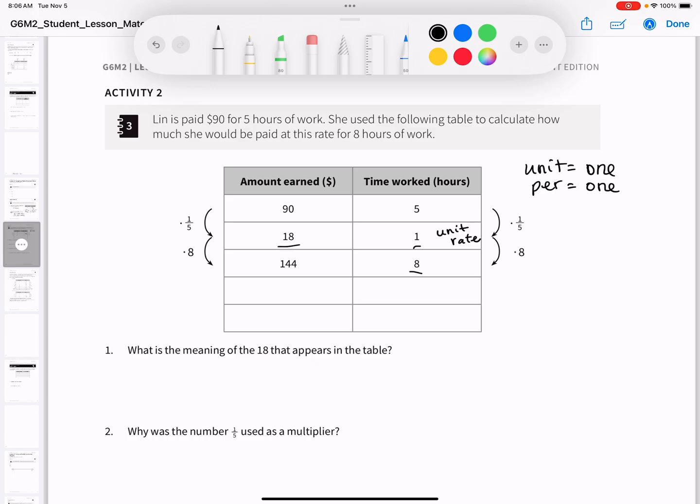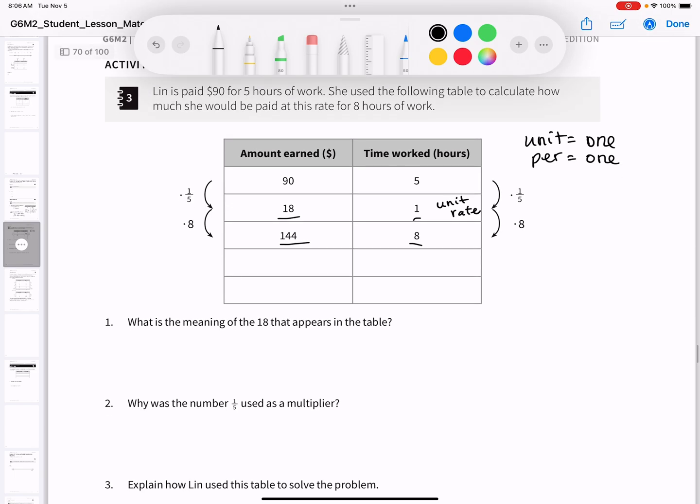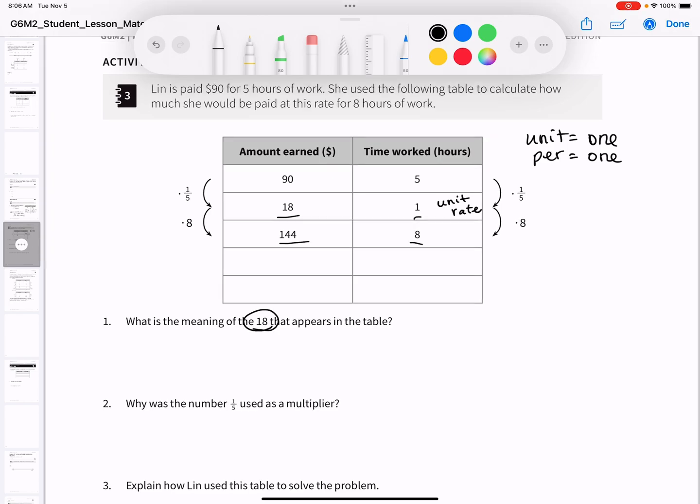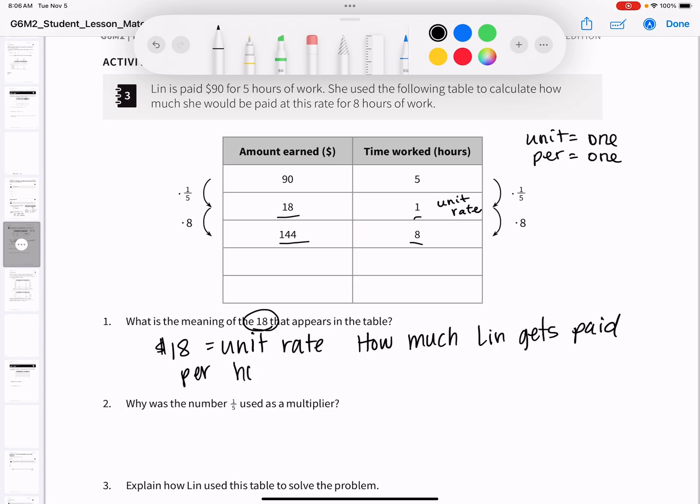So for 8 hours of work, that would be 18 times 8. She earns $144. What is the meaning of the 18 that appears in the table? Well, the $18 equals the unit rate. How much Lynn gets paid per hour. 1 hour of work. That's what per means, right?